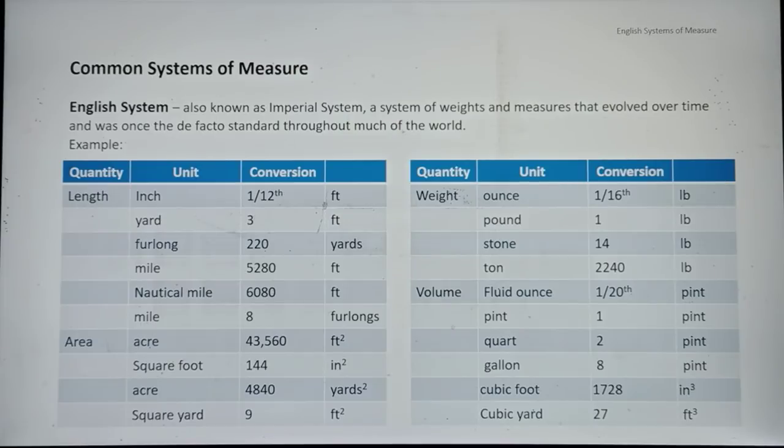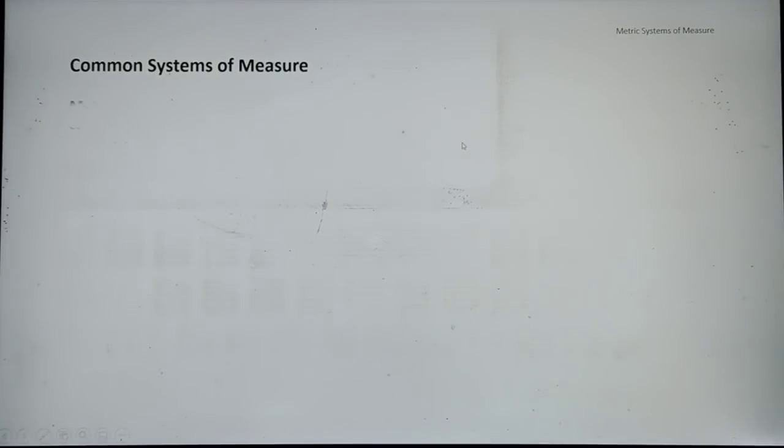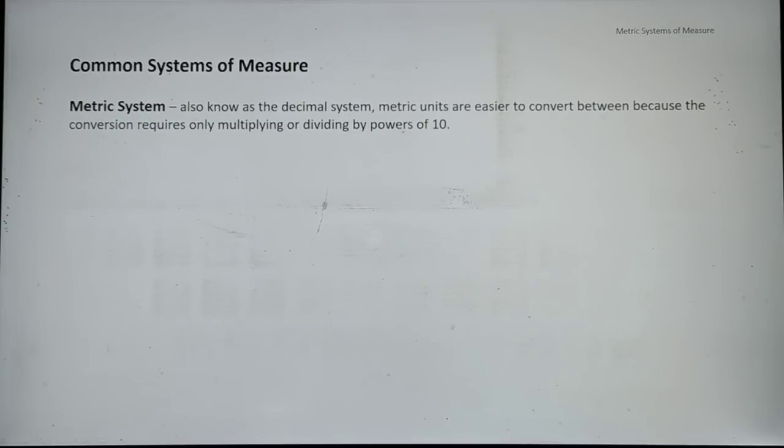The table also presents the conversion of measures between units in this system, like 1 inch is equal to 1/12 of a foot, and 1 stone equals 14 pounds. Metric system. Metric system is also known as the decimal system. It uses the power of 10 notation in expressing the measures.